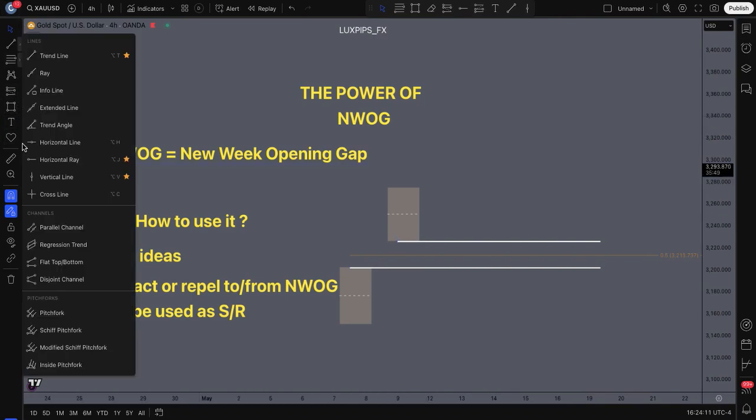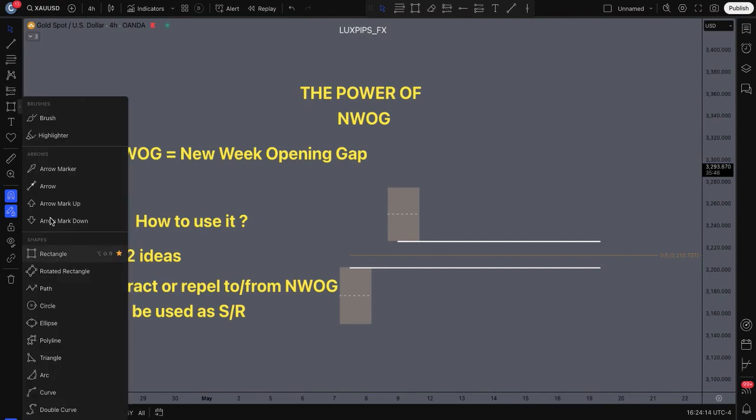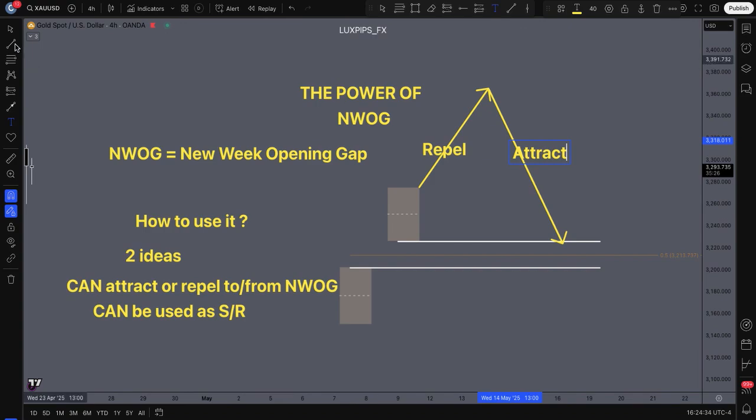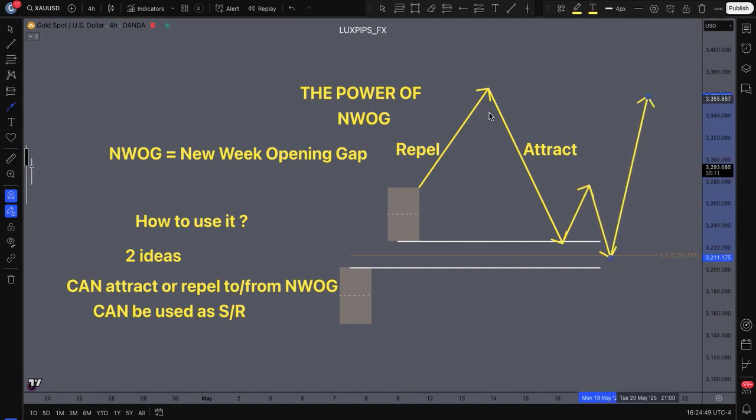So when we see price open with the Enwalk, mostly going to see a repel, and then an attraction to the Enwalk. Repel and attract. And then around this scenario, it can be used as support and resistance.